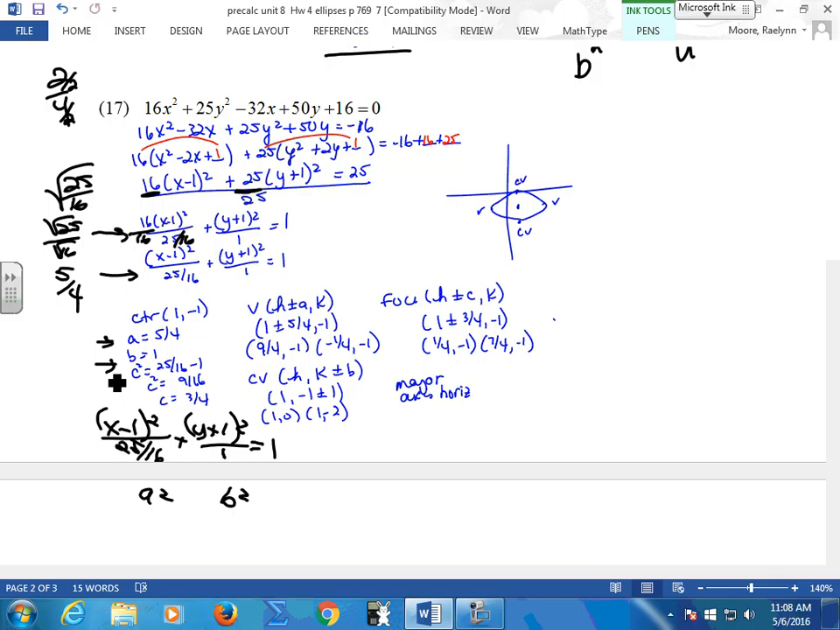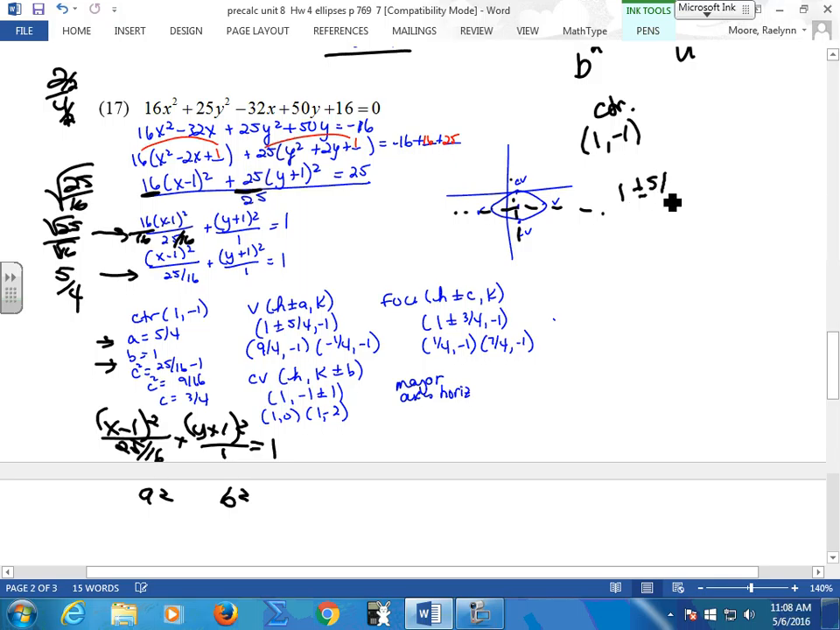So now, a is my major axis. It's going to be a little bit longer on my x. So my center is 1, negative 1. Keep track of this. This is my center. So across my x, that's my 5/4. Which is changing when I move horizontally, my x or my y? So far I'm going to say 1 plus or minus 5/4 comma negative 1. This is going to be my vertices.